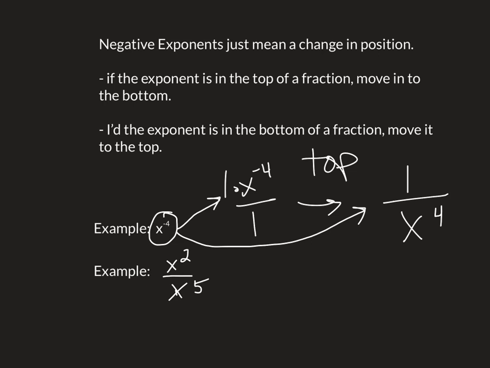Now this one, you would do the quotient rule, so you would take 2 and subtract 5. So 2 minus 5 is negative 3, so this is the same thing as x to the negative 3rd, and now you know that negative exponents just means they change position. This one would go to the bottom, so this is the same thing as 1 over x to the positive 3rd. Again, you cannot have negative exponents because they are not completely simplified.